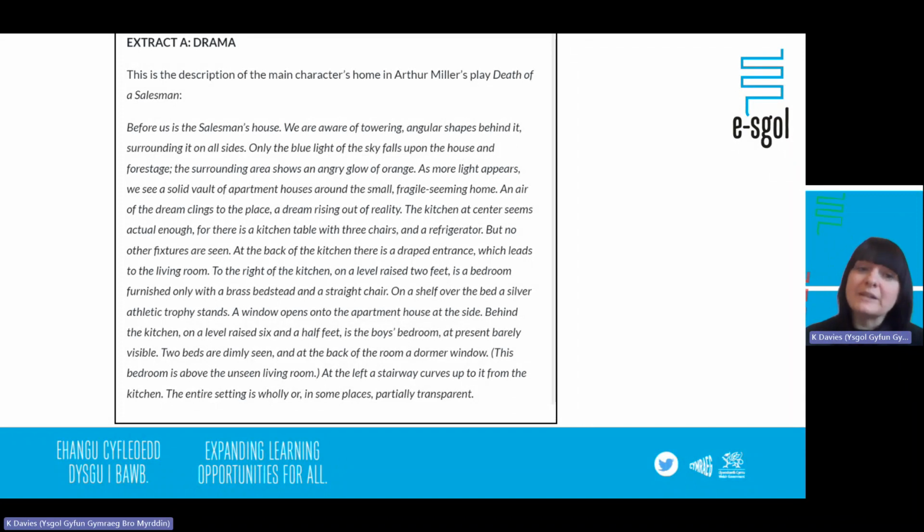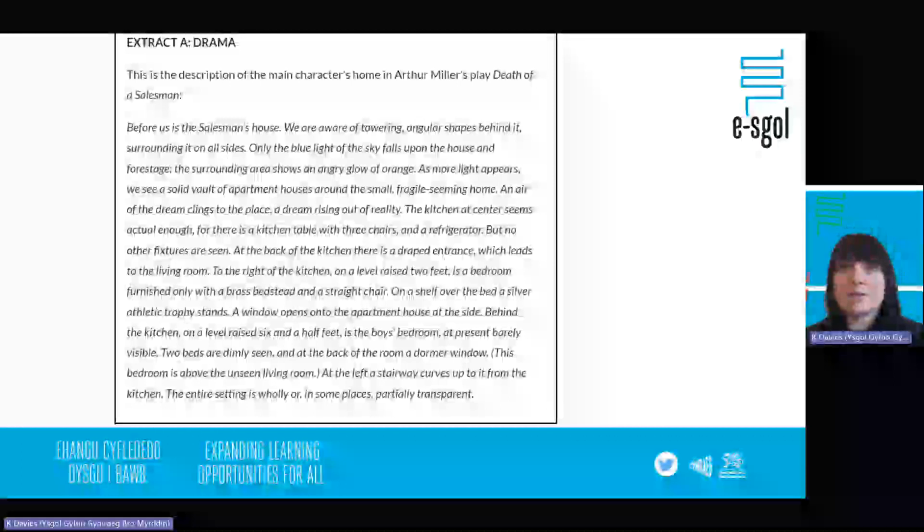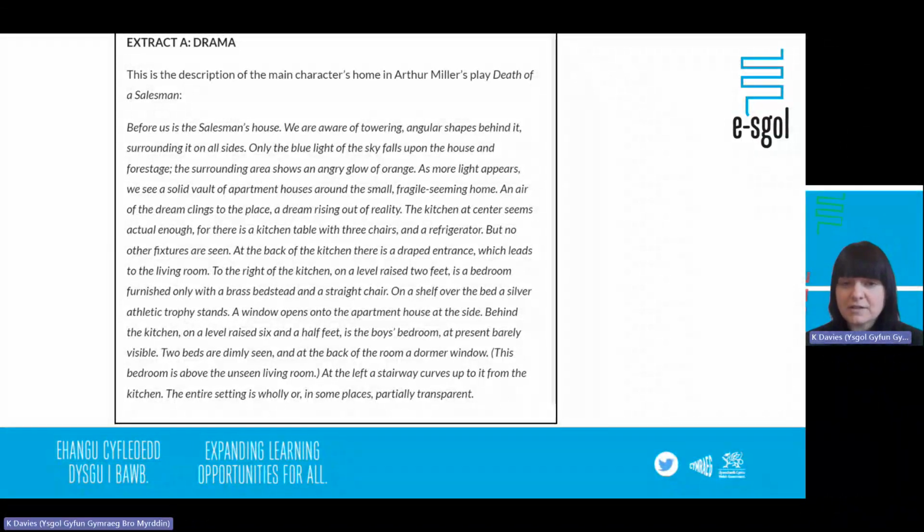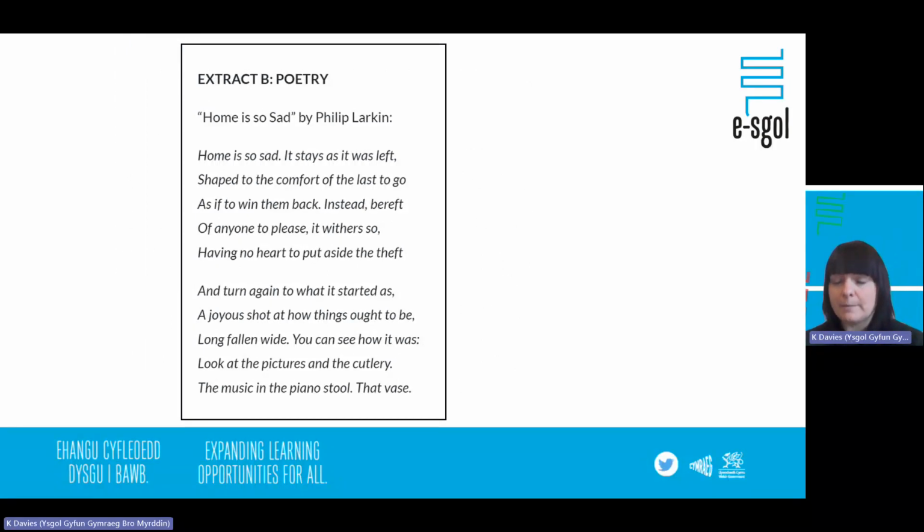And then what we learn when we do read the play is that what is described here in place or home is pretty much representative of the main character himself. So it's just a case of being mindful that the descriptions that you get in, say, stage directions, or in your prose text, in your poetry, whatever text you're looking at, they're often there purposefully to reflect something else. If we look at the second extract then, this is the poem entitled Home Is So Sad by Philip Larkin.